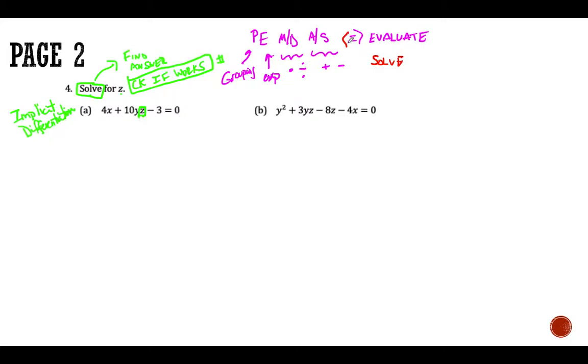You go the other way. You get rid of all addition and subtraction, then you get rid of multiplication and division, then you get rid of exponents and rid of grouping symbols. So when I want to solve for z, I need to get rid of all addition and subtraction first.